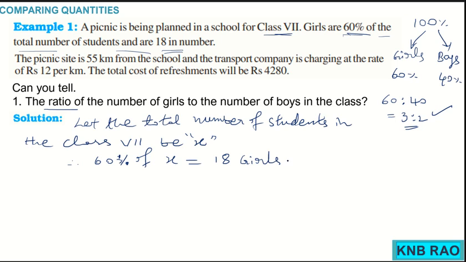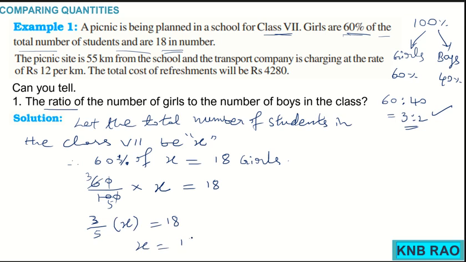18 girls. That means 60 by 100, you know the percent symbol is nothing but divided by 100, into X equals 18. Now, on cancellation of the zeros, 2 3s are 6, 2 5s are 10, that means 3 upon 5 into X equals 18. X equals 18 into 5 by 3. On cancellation, 3 6s are 18, so 6 into 5 is 30. Therefore, the total number of students in the class is 30.